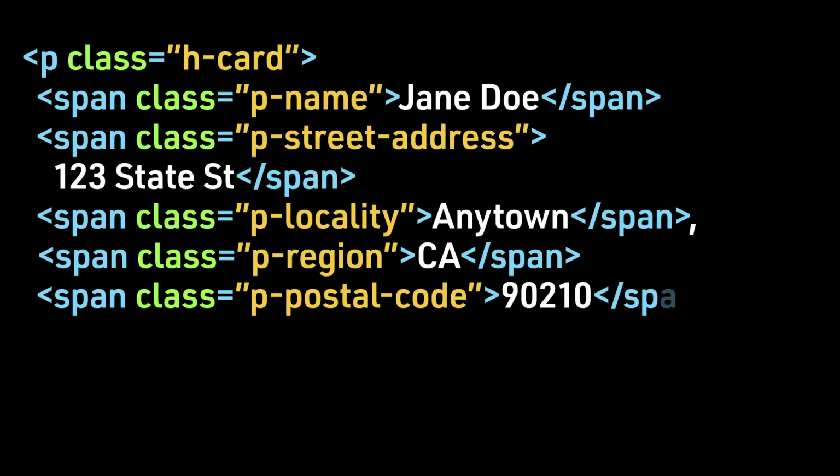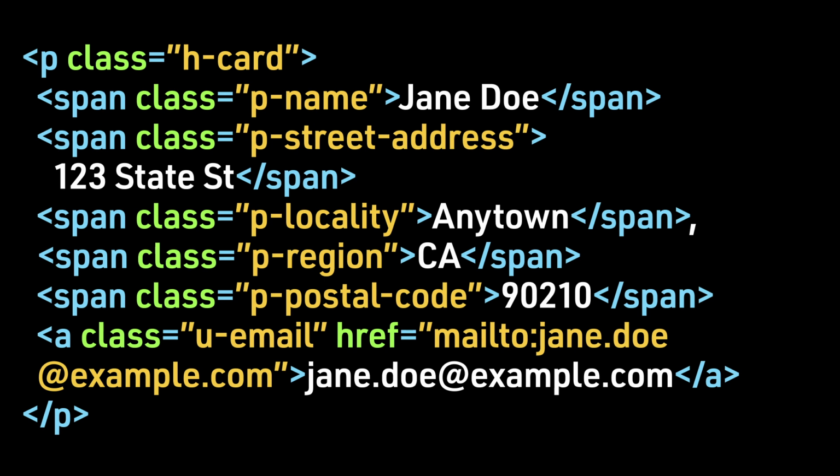Looking at our code example again, you can see how the microformats with the h, p, and u prefixes are used to detail contact information: name, street address, locality or town, region or state, zip code, and email.